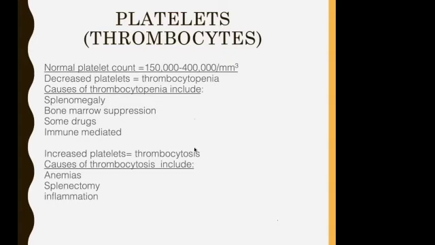You can have thrombocytosis in cases such as anemia, a patient who has undergone a splenectomy, and some sorts of inflammation. These are cases where you might see thrombocytosis.